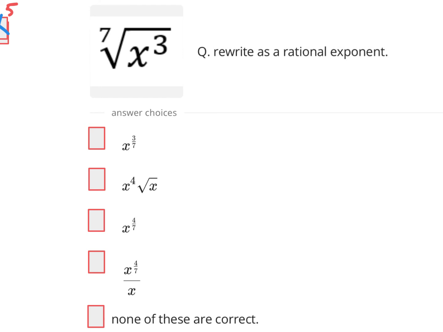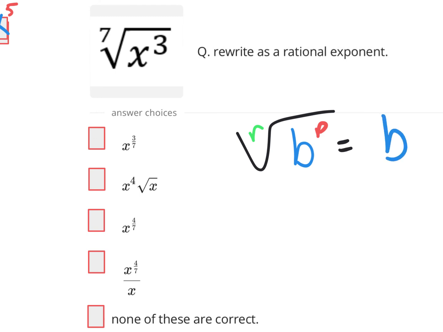Last question is one of the easiest. All you got to do is rewrite it as a rational exponent. Once again, we need to remember that when you have any type of root to whatever base you may have to whatever power, then that as a rational exponent will be that exact base, but you're going to have an exponent that's a fraction, and it will be a power over root. So obviously my power is 3 and my root is 7. So that would be x, the base, to the 3/7 power, which is this one right here.